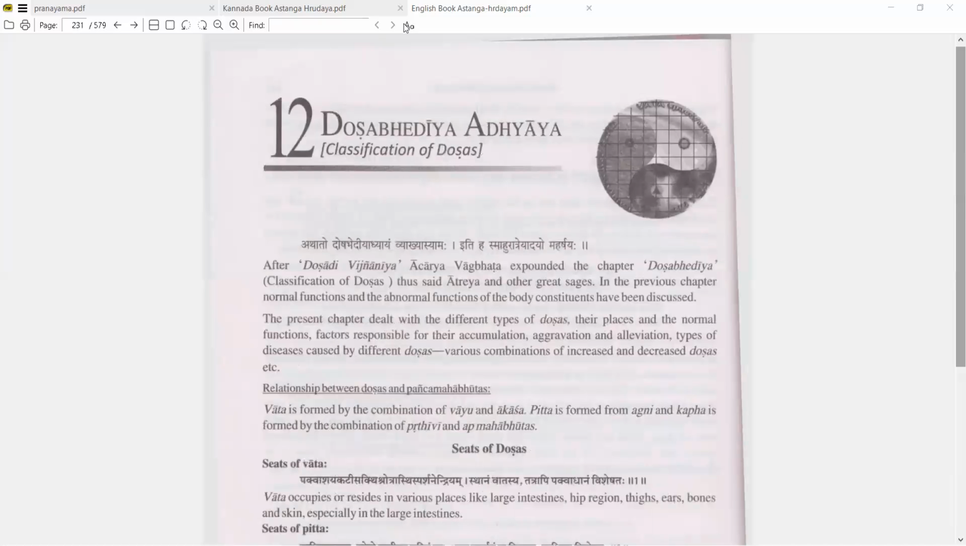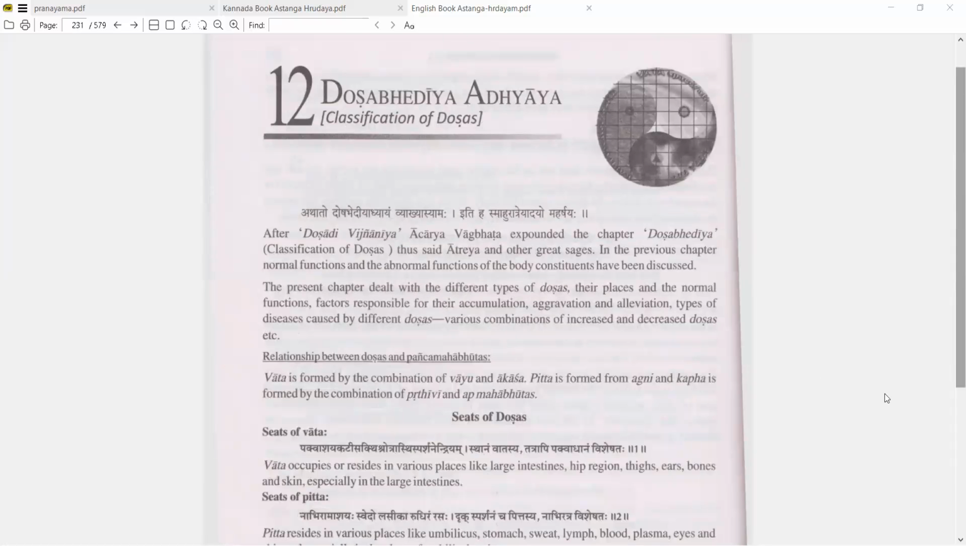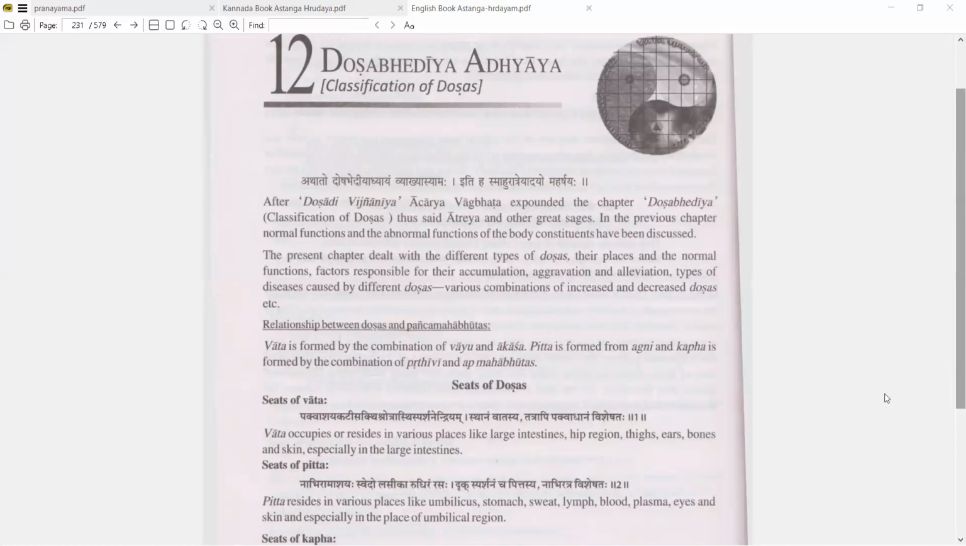Yes. Doshabhediya Adhyaya, classification of doshas. After Doshadi Vijnaniya, Acharya Vagbhata expounded the chapter Doshabhediya, classification of doshas. Thus said Atreya and other sages. In the previous chapter, normal functions and abnormal functions of the body constituents have been discussed.